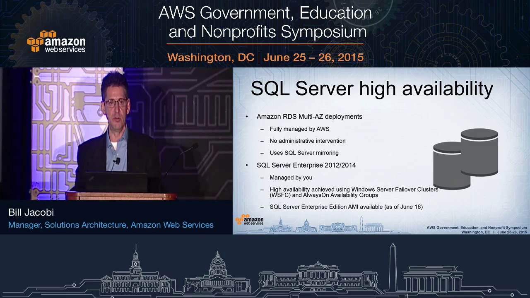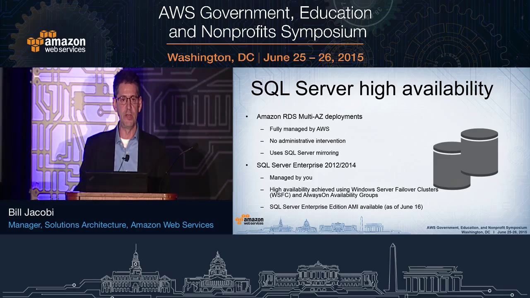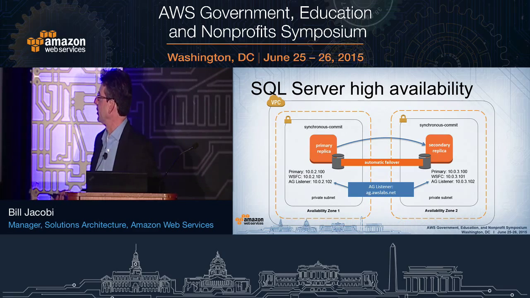This is managed by you on an EC2 instance, and high availability is achieved using these Windows Server failover clusters and always-on availability groups, which I'll talk more about as well. And as of last week, we now have a SQL Server Edition AMI available for pay by the hour. So how does this work? How does SQL Server High Availability work?